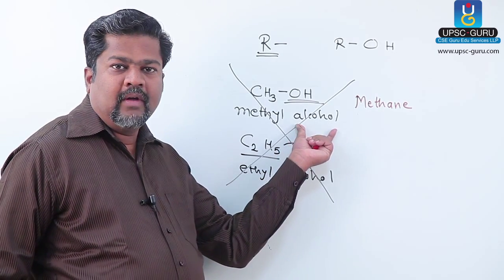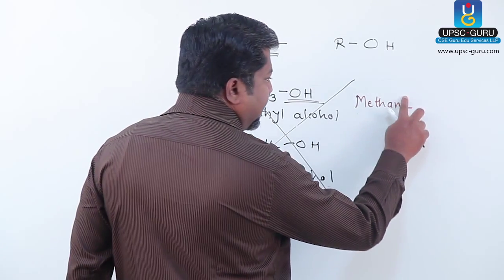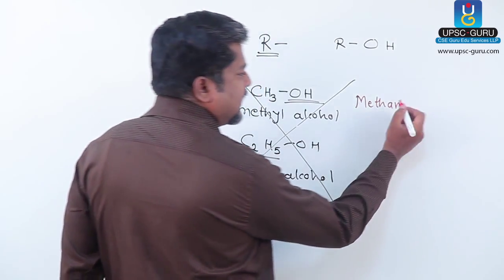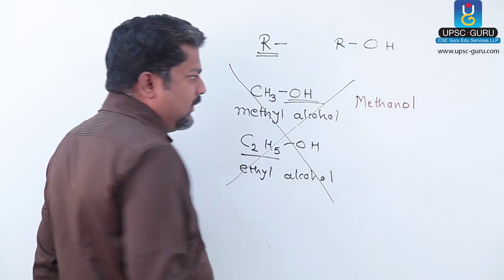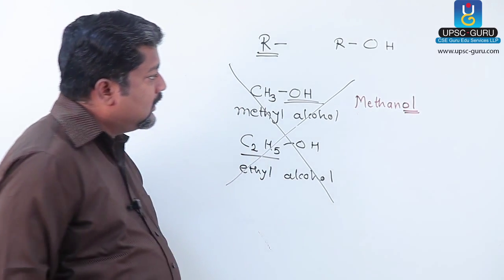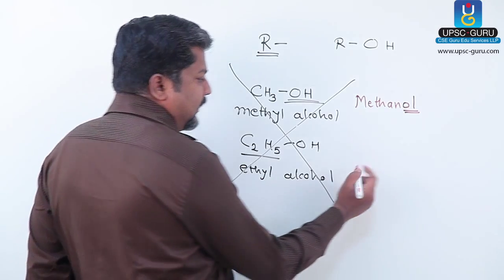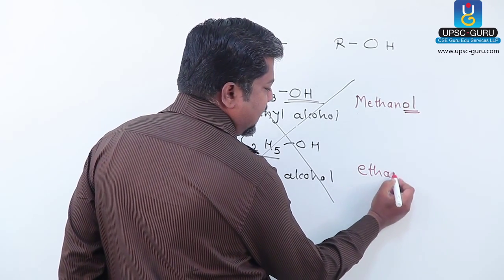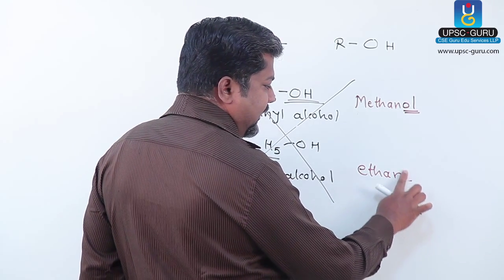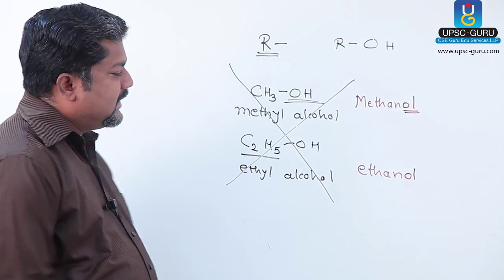For alcohol, I have to use the suffix OL. So I am replacing the last E. Methane first, write it, then replace the last E by ol. So this indicates this is alcohol. So what is the name of this now? Methanol. Same way here, what do we have to do? Write down the name ethane. Okay, now replace E by ol. So this is ethanol.